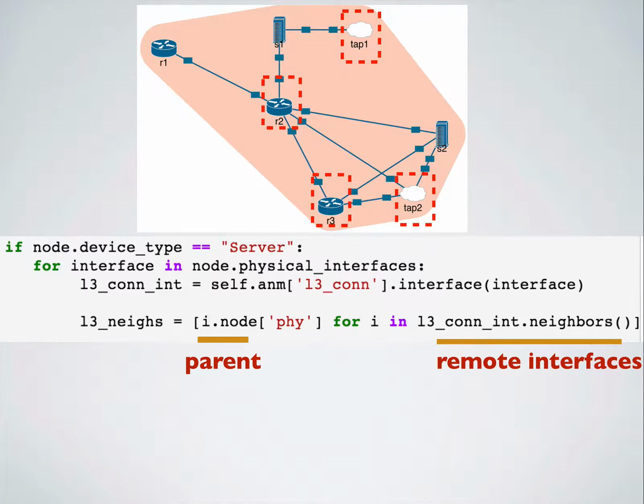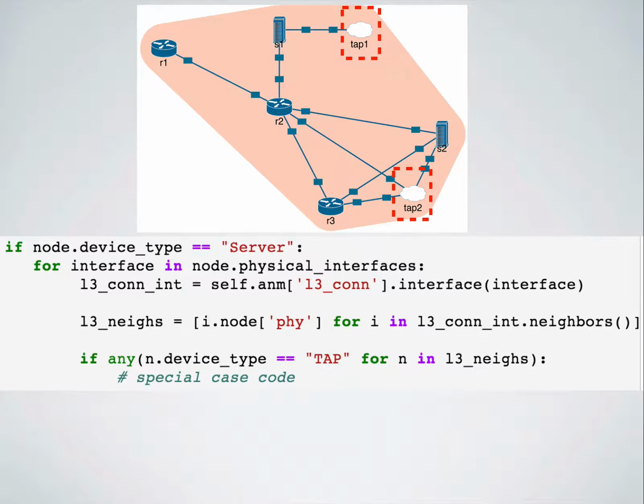We do not so much care about the Layer 3 node, but instead use our same syntax mapping to jump back to the physical graph of the parent node. Here we're accessing the physical node corresponding to the interface. In this way, we've determined that server 2 is connected to router 2, router 3, and tap 2. We can now perform the code that we wish to.